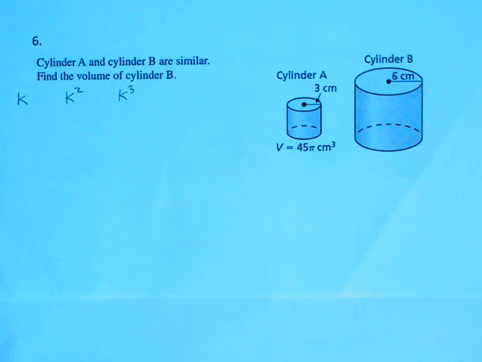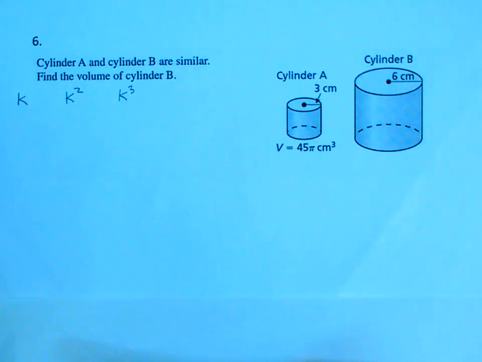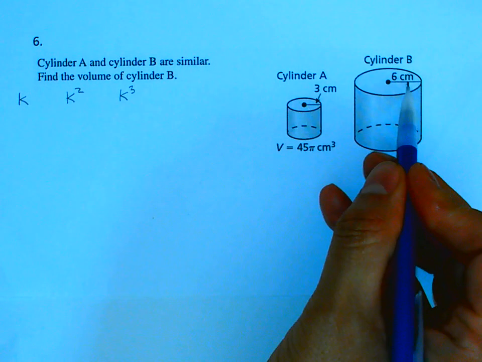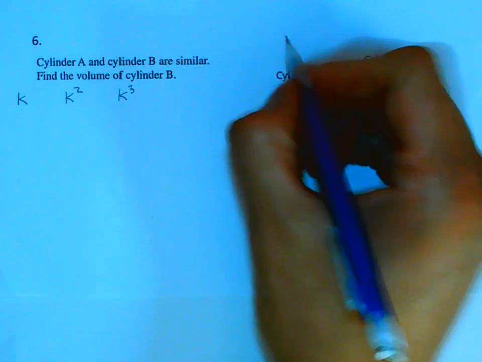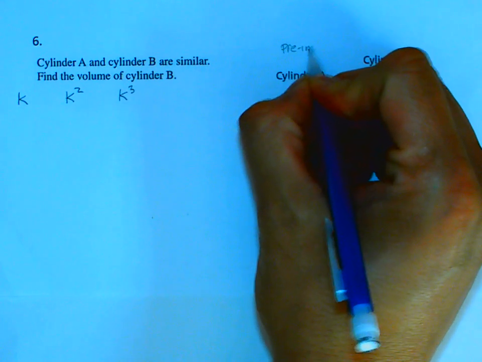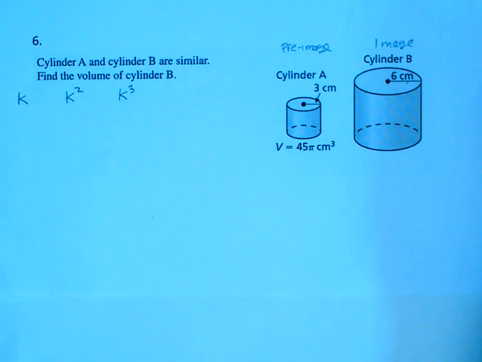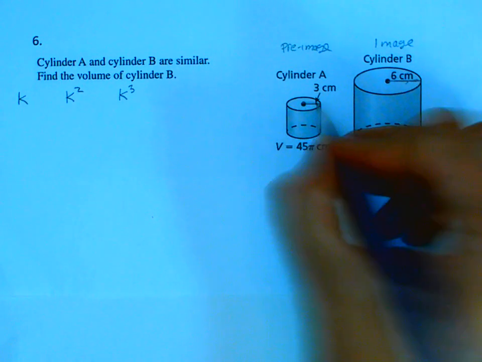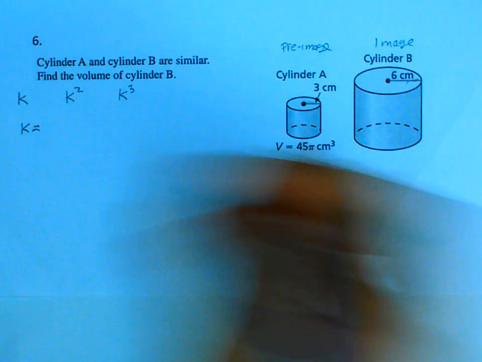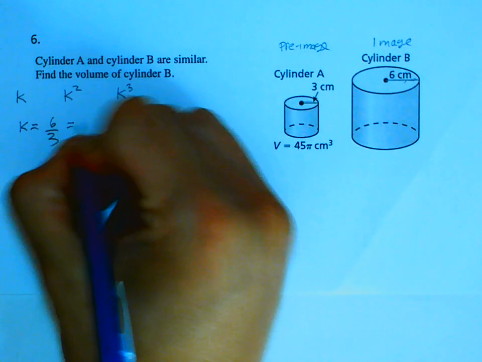So we need to go ahead and find out what K is going to be. A proportional side to both of these is the radius. Now you have to decide which one's your image and which one's your pre-image. If they don't tell you which one is which, then you decide. So I'm going to make this one here my pre-image and this one my image. So 6 is the length of the radius, 3 is the length of the radius. So my scale factor is going to be 6 to 3. That reduces to 2.